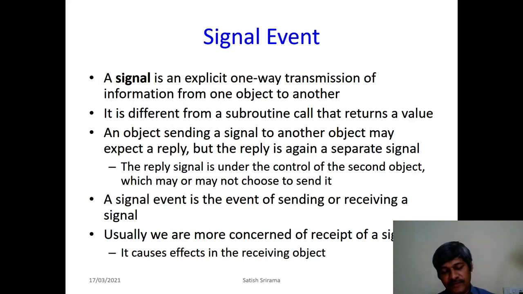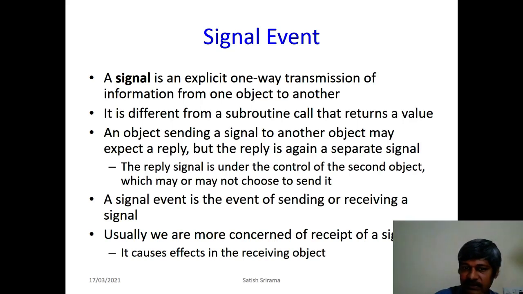Say for example object 1 is sending a signal, and if it is expecting a response, the response is also a new signal which has to come back. And the sending of the reply signal is under the control of the second object. This second object may send it or may not send it. You see? That's about the signals. A signal event is the event of sending or receiving such a signal.